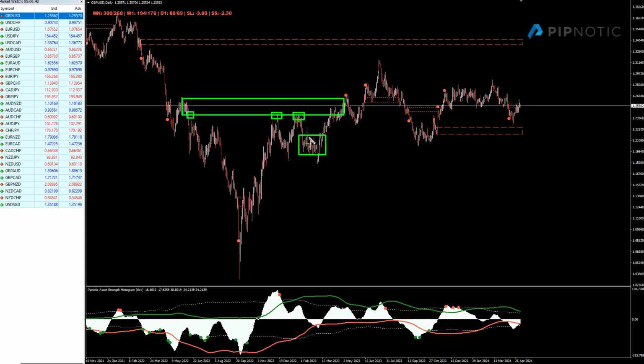But the liquidity base is down here. And the reason I know that is down here, because this is where we had prices consolidating before prices went higher.